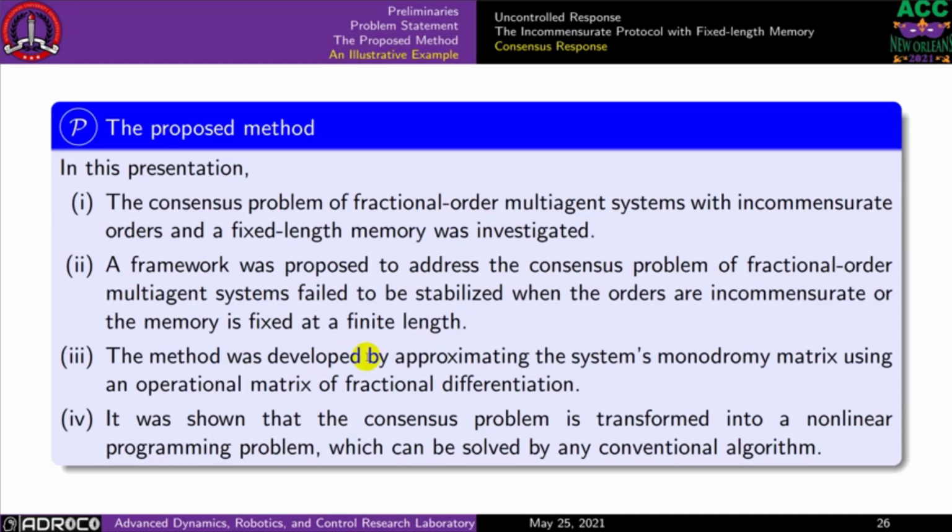Okay, in summary, what we have done is we were trying to solve the consensus problem for multi-agent systems with a fixed memory and a commensurate order controller or protocol, and we showed that our proposed method works perfectly for that type of case, and for the first time we can establish this type of system.